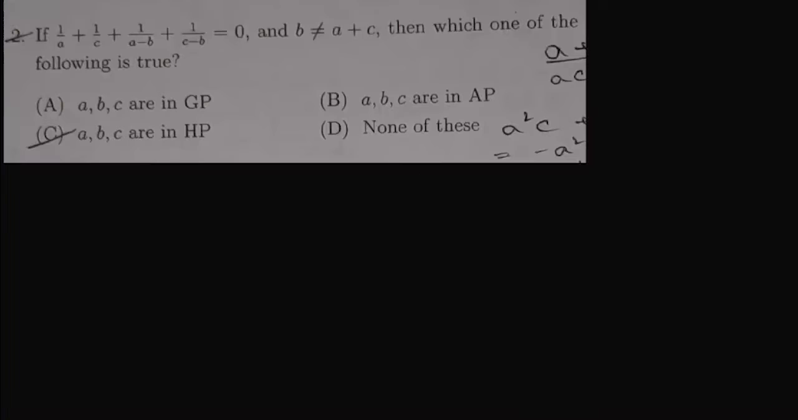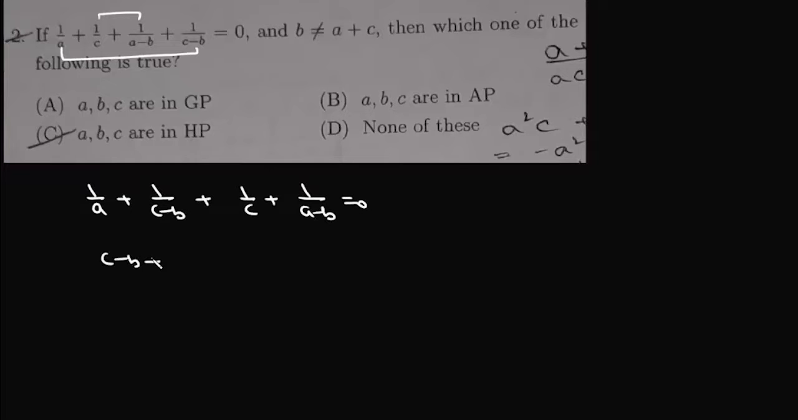B. Now in question number 2, we are given an expression with a condition that b is unequal to a plus c, then which of the following is true? Now what symmetry tells me is we'll take first and fourth together and second and third together, then we can write 1 upon a plus 1 upon c minus b plus 1 upon c plus 1 upon a minus b equals 0. Now this is (c minus b plus a) upon a(c minus b) plus (a minus b plus c) upon c(a minus b) equals 0.